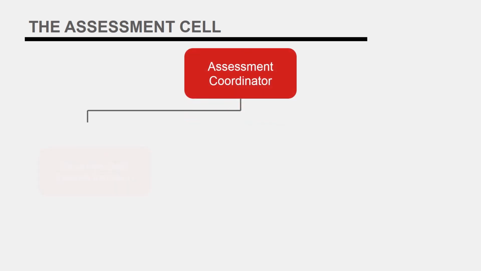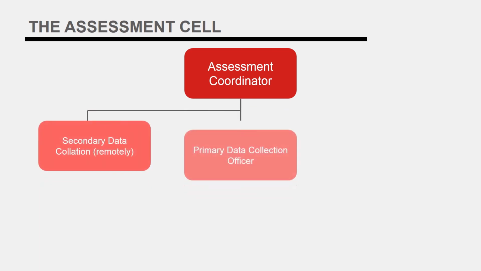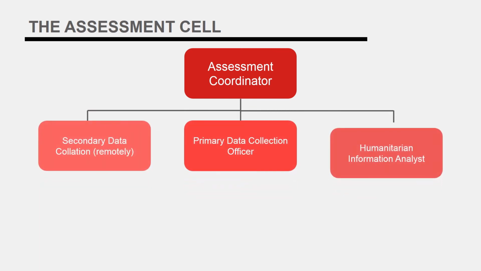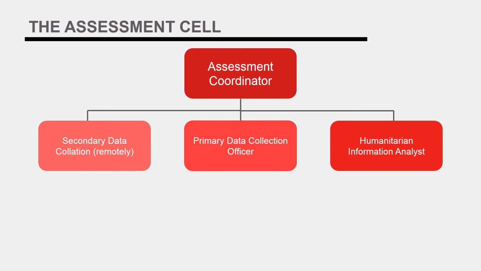The assessment cell. There are many ways of structuring a team tasked with assessing humanitarian needs. Within IFRC, we refer to it as an assessment cell. This visual shows one way the cell can be organised, where you divide it into secondary data collection, primary data collection, and humanitarian information analysts who work on managing all the information that flows through the cell.